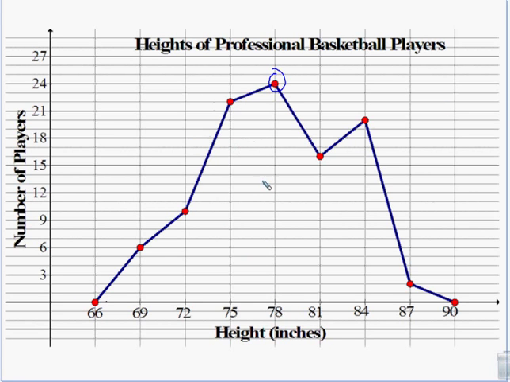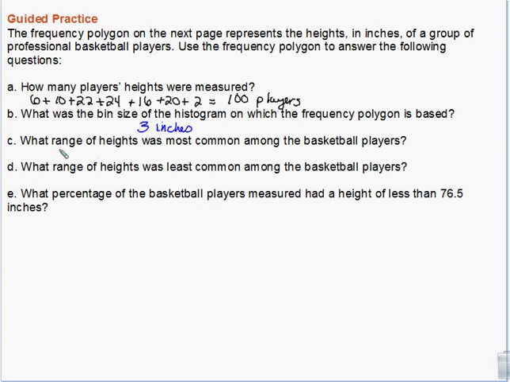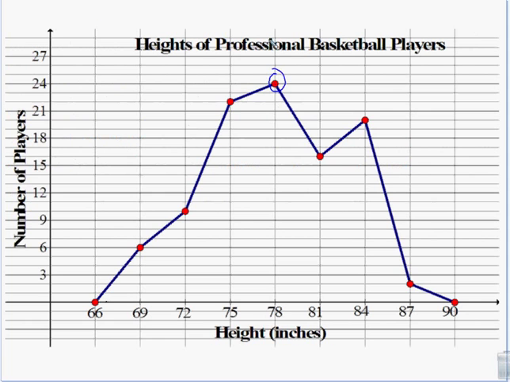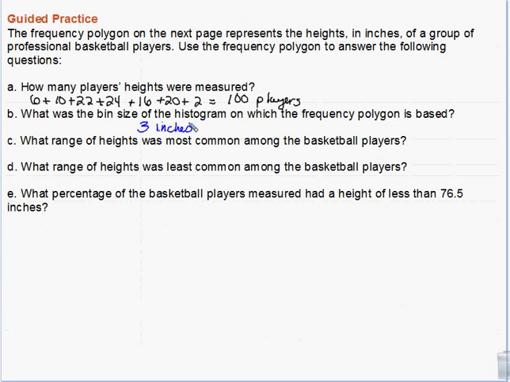So the most common height is going to be the one with the most people. Yeah, 78 is the most common. This is what range of heights is the most common. And 78 is the midpoint between these two. So remember there's 76, 77, 79, and 80. And halfway, so 76 and a half to 79 and a half, that's our range. Did that make sense, the range thing, guys? Everybody else? Yeah, okay. What range of heights is the least common?